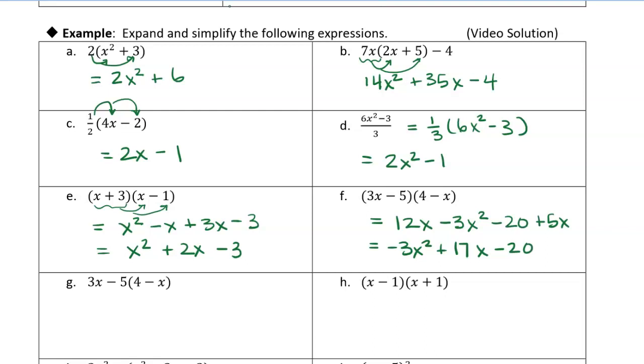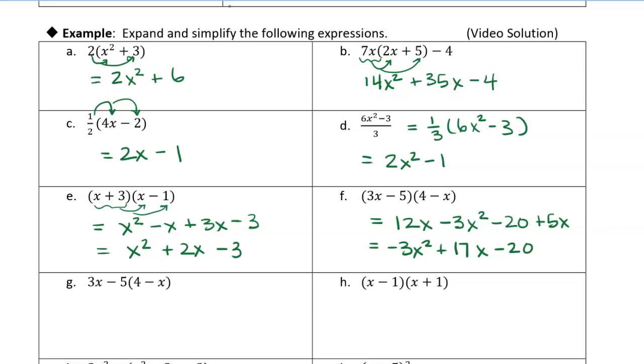All right, now this one looks a lot like the other one, except there's some parentheses missing, right? We have 3x and then -5 times the quantity 4 minus x. All right, so be careful. Those parentheses make a big difference because this is going to give us a different answer than the previous problem. Even though they look very similar, those parentheses make a huge difference.